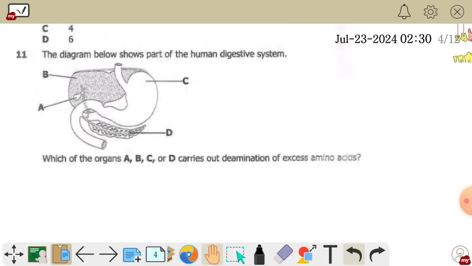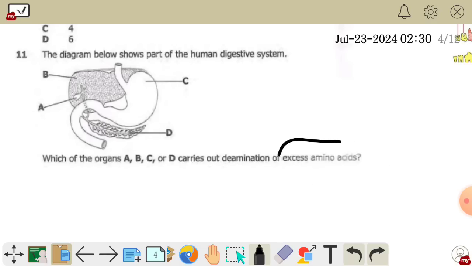Okay, so question 11. The diagram below shows part of the human digestive system. As we can see, we have the stomach there, we have the liver, we have the gallbladder there, then we have the pancreas, then we have part of the duodenum there. Which of the organs, A, B, C, or D, carries out deamination of excess amino acids?